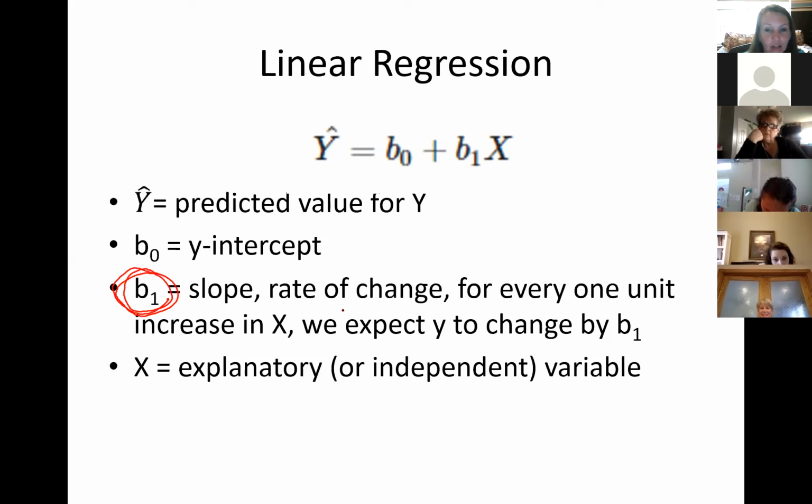So if we're talking about height and weight, and our slope was 5, then it would say, okay, for every 1 inch increase in height, we would expect weight to go up by 5 pounds or something like that. So it's a very specific quantification of the relationship between X and Y. And then of course, X is just our explanatory variable in that model.